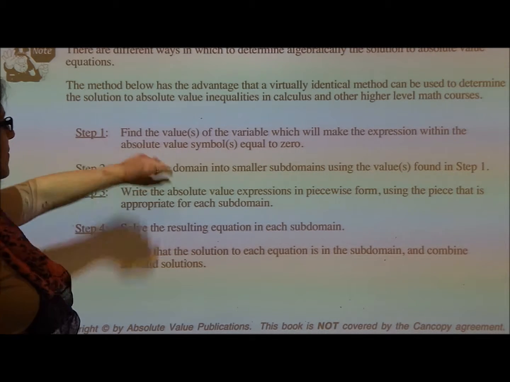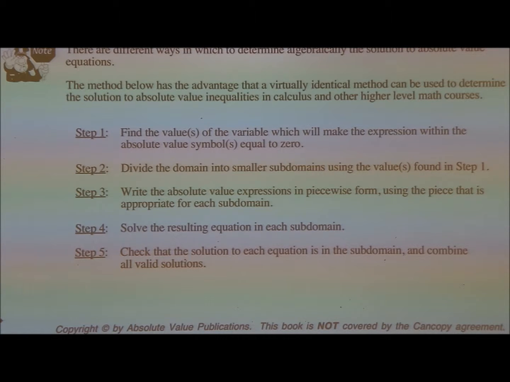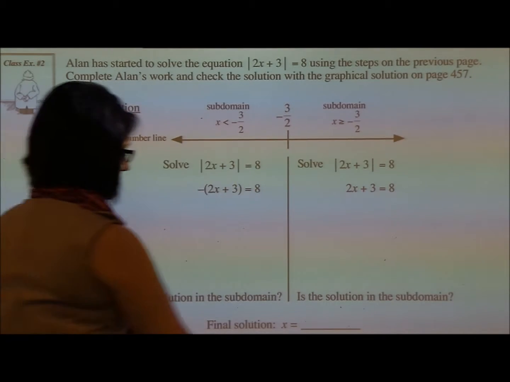So the first step is to find the values of the variable that makes the expression within the absolute value symbol equal to 0. That's going to give you your subdivisions. Then you're going to divide the domain into the smaller subdivisions using that value you found in the first step. Write the expressions in piecewise notation. Solve each equation in each domain, and then check that the solution is valid for that domain. I'll show you what it means.